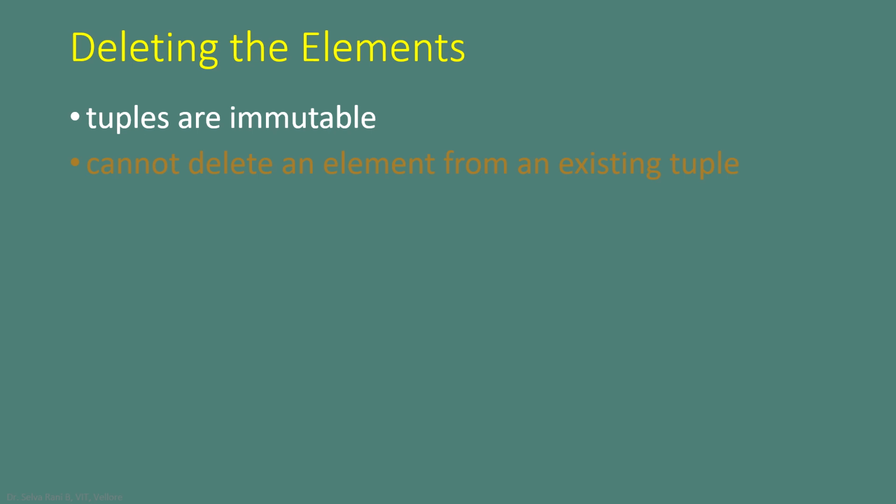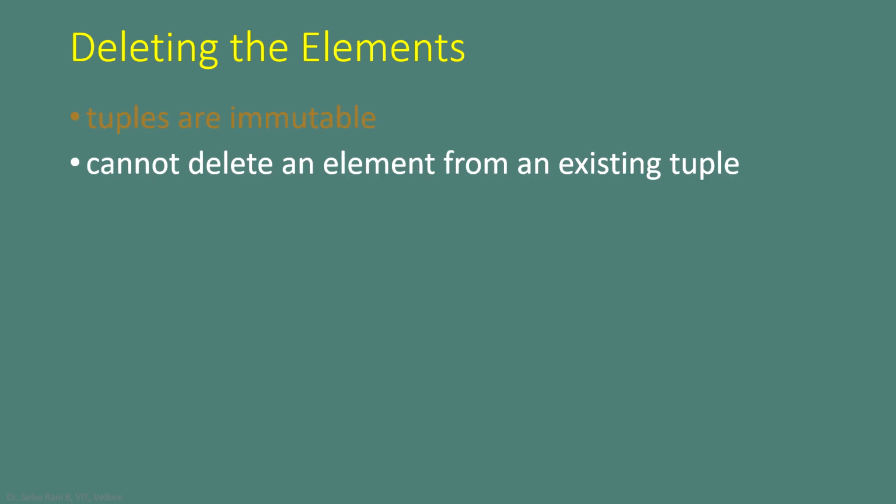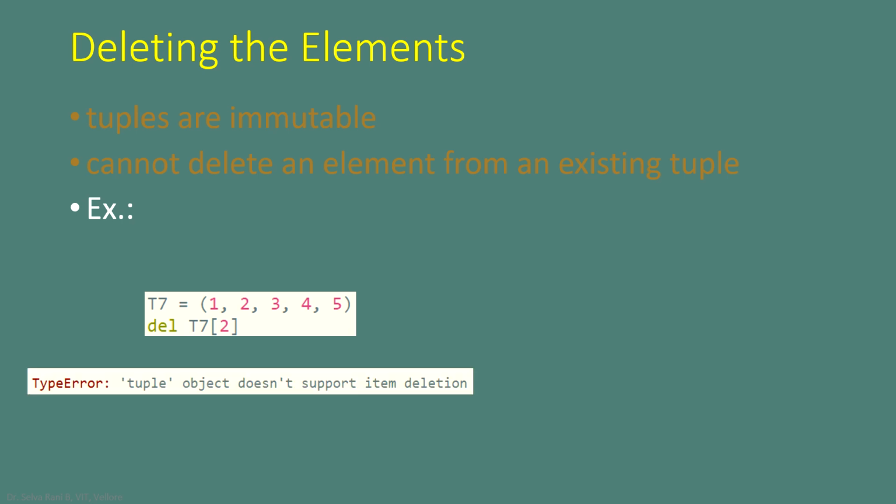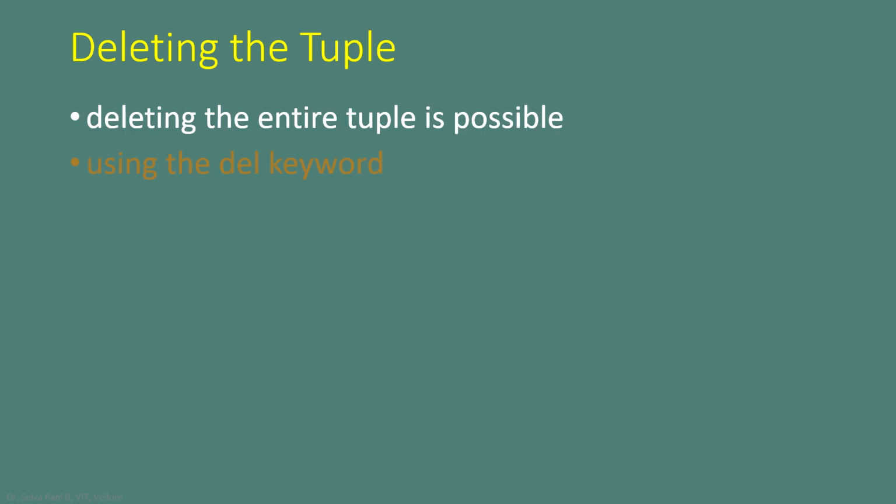Deleting an element. Again, tuples are immutable. We cannot delete an element from an existing tuple. Let's see. T7 is equal to 1, 2, 3, 4, 5. And let's use the keyword del to delete T7 of 2. Immediately, we'll be getting the type error: tuple object does not support item deletion.